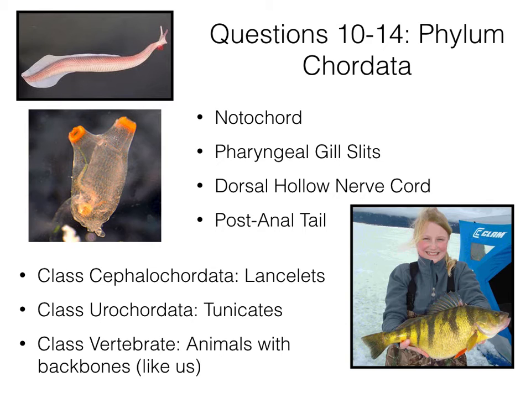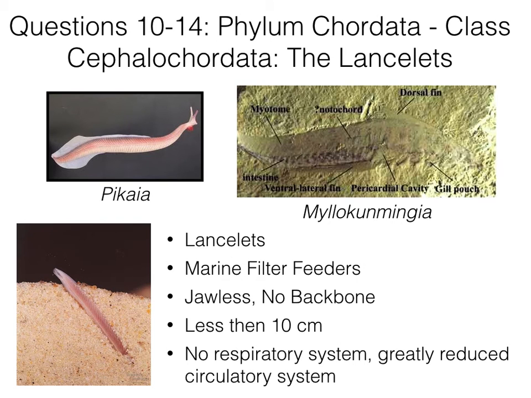So there are 3 classes that we need to talk about. 2 of them we're only going to talk about tonight, and then the vertebrates, which are animals with backbones like us. We're going to talk about them again over the next 2 weeks. So the first class that we're going to talk about tonight is Cephalochordata. The common name for these organisms is the lancelets.